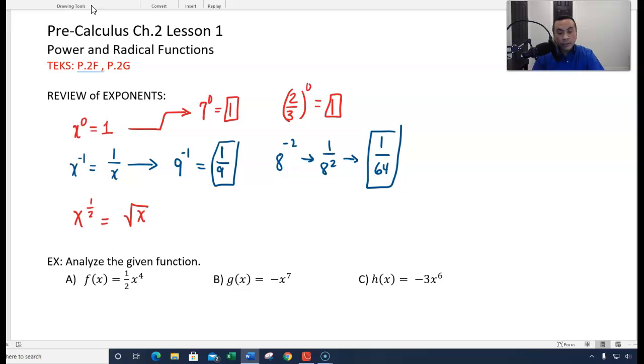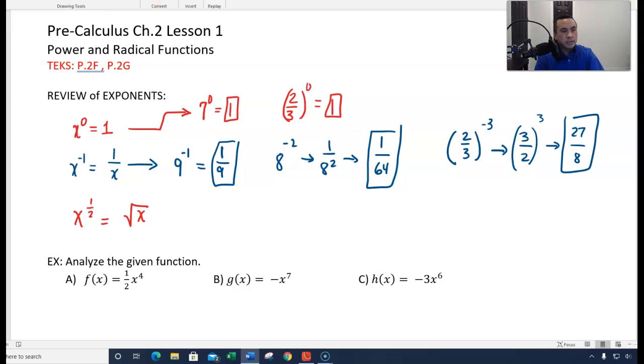Then if we have a fraction already, such as 2/3 to the negative 3 power, well, the negative exponent tells you to flip the number, so you're going to flip the 2 and the 3. They reciprocate. So it's going to be 3 over 2 to the 3rd power, and now you do 3 times 3 times 3, which is 27, and on the denominator 2 times 2 times 2, which is 8, and that's what that would be. All right, let's go to the next thing.